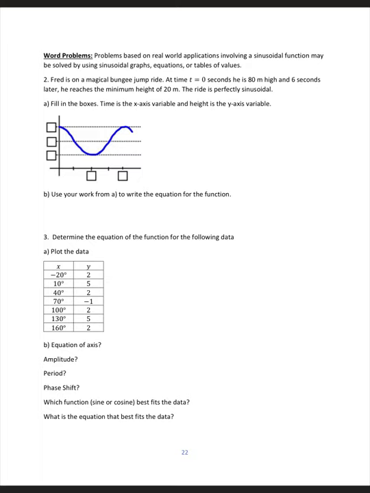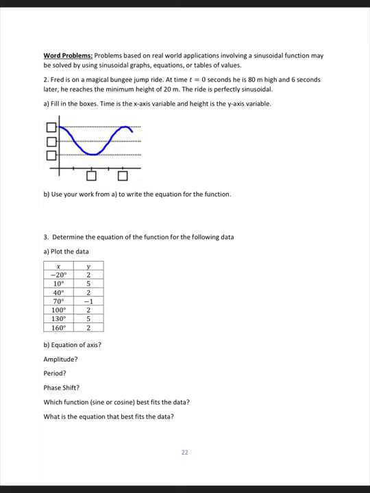We're going to first walk through the setup of all of the properties when they're given to us in a word problem, and then look at more detailed examples. The first example is: Fred is on a magical bungee jump ride. At time t equals 0 seconds, he is 80 meters high, and 6 seconds later he reaches the minimum height of 20 meters. The ride is perfectly sinusoidal, so it's going to be wave-like, just like the sine and cosine functions. Fill in the boxes.